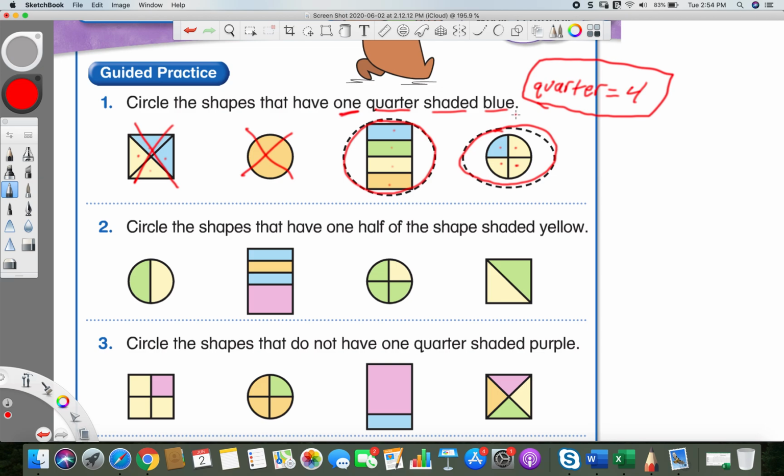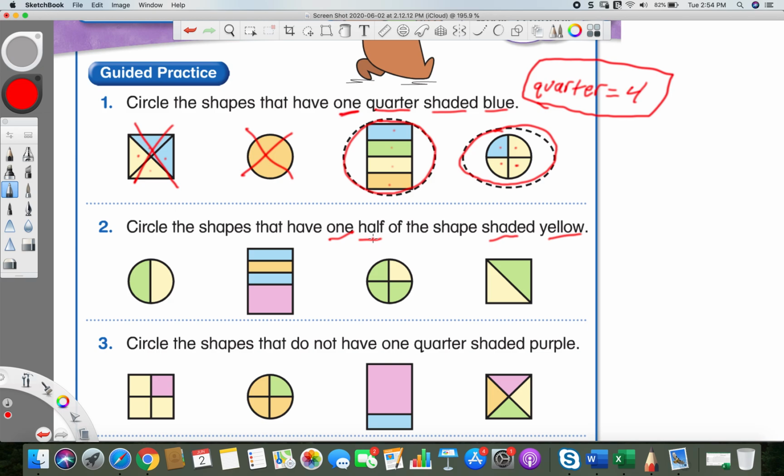And next, let's look at number 2. Number 2 says, circle the shapes that have 1/2 of the shape shaded yellow. So those are the super important words. We need to know how many parts there are. There's halves, which means it's going to be split into 2 pieces. Anything that has more than 2 pieces, we do not want. And we are only looking for shapes that have equal parts, mostly. Okay?